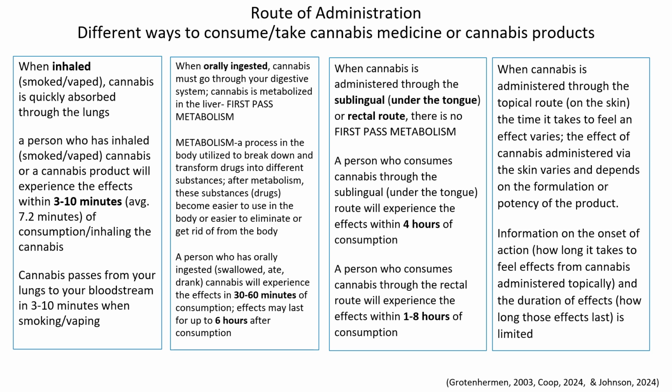When cannabis is administered through the sublingual, under the tongue, or rectal route, there is no first-pass metabolism. A person who consumes cannabis through the sublingual, under the tongue route will experience the effects within 4 hours of consumption. A person who consumes cannabis through the rectal route will experience the effects within 1 to 8 hours of consumption. When cannabis is administered through the topical route, on the skin, the time it takes to feel an effect varies. The effect of cannabis administered via the skin varies and depends on the formulation or potency of the product.